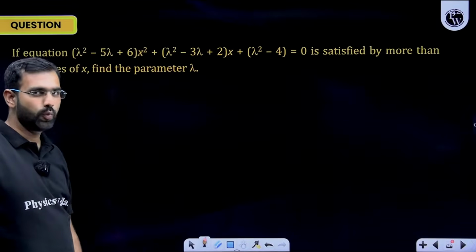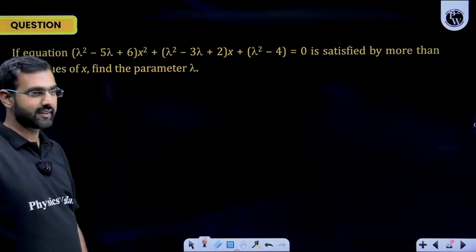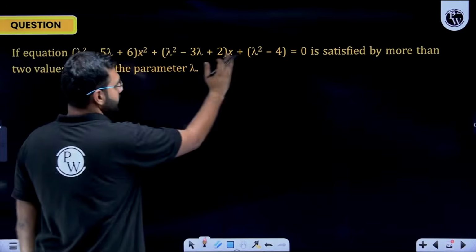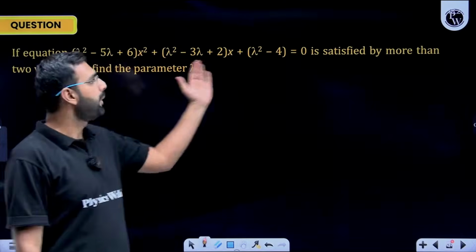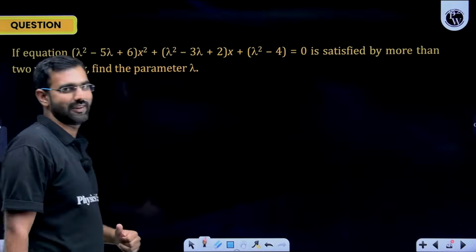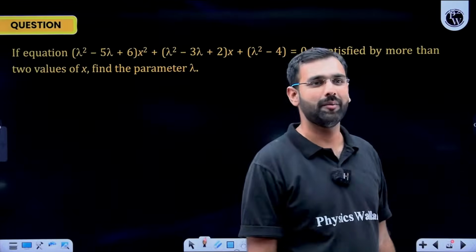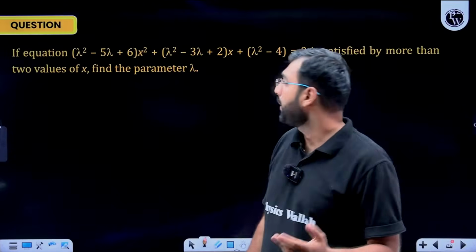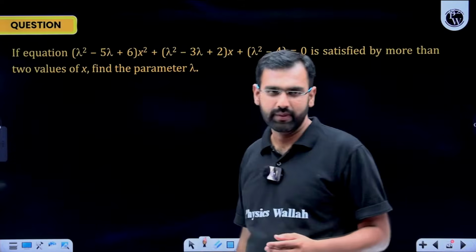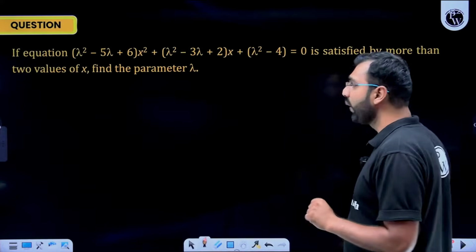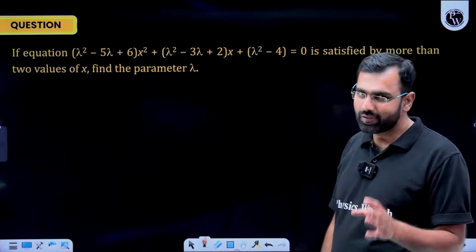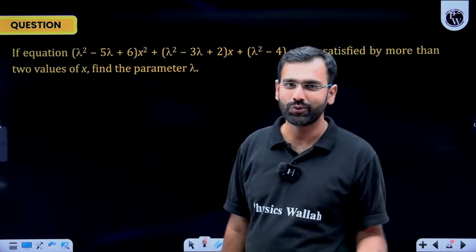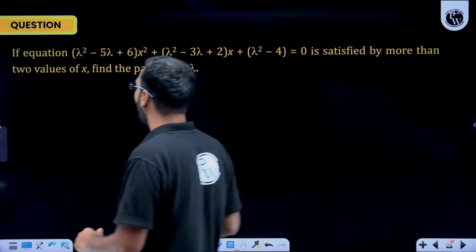Read the language and you will be amazed at how beautiful this question is and how you can solve it within seconds. Pay attention to this part. They say this equation is satisfied by more than 2 values of x. What are you interpreting by this? If a quadratic in x is satisfied by more than 2 values of x, then definitely a quadratic has 2 roots. But if it is a quadratic which has more than 2 roots, I think there is something wrong with this question.